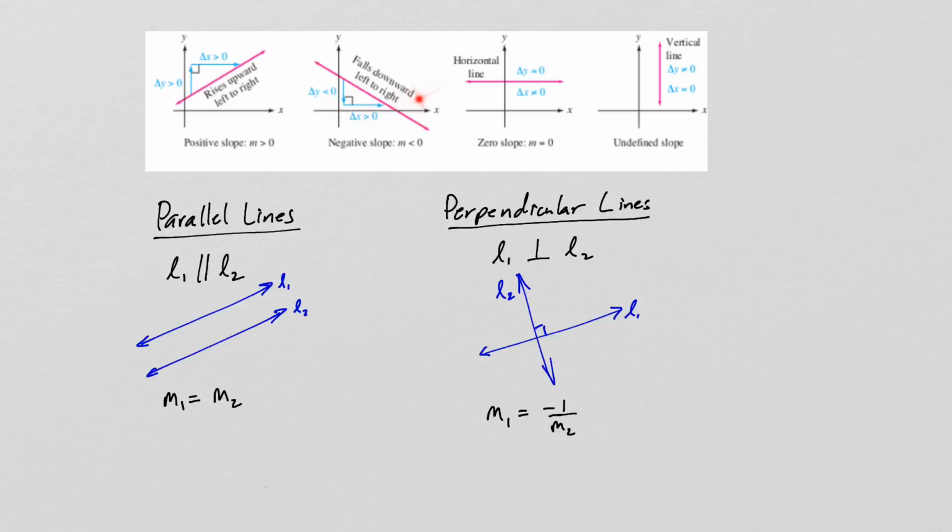As you move from left to right, if your line is going downward, then the slope will be a negative number. If your line is horizontal, the slope will be 0. And if your line is vertical, it will actually have no slope at all, or sometimes we'll say the slope is undefined. So having a slope that is 0 is very different from having no slope.